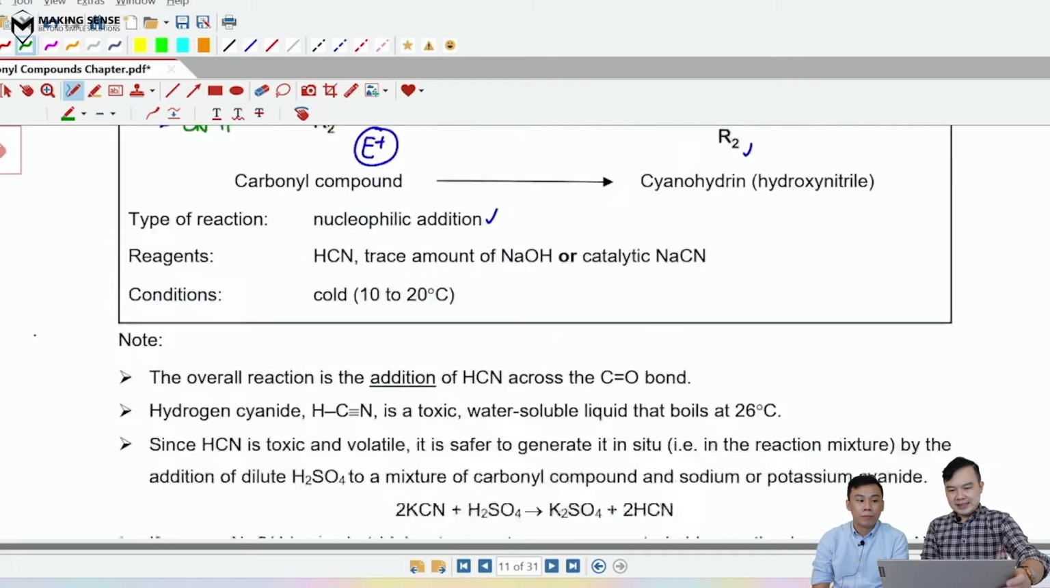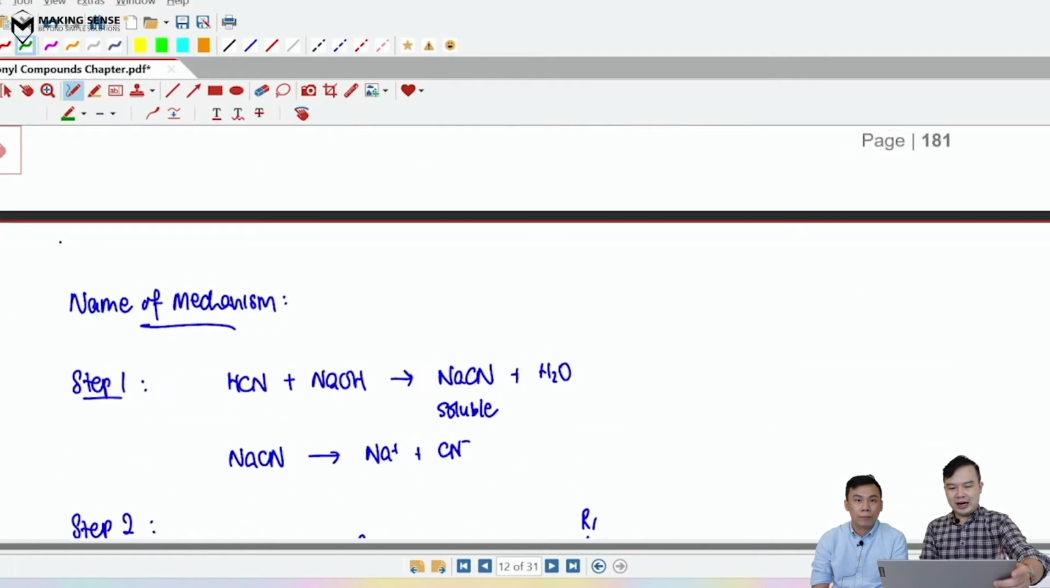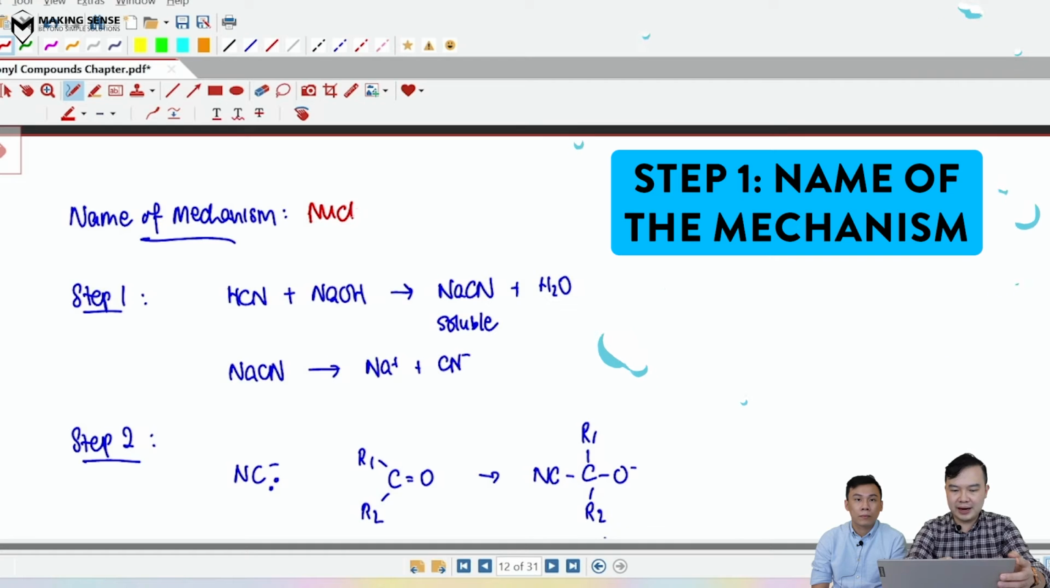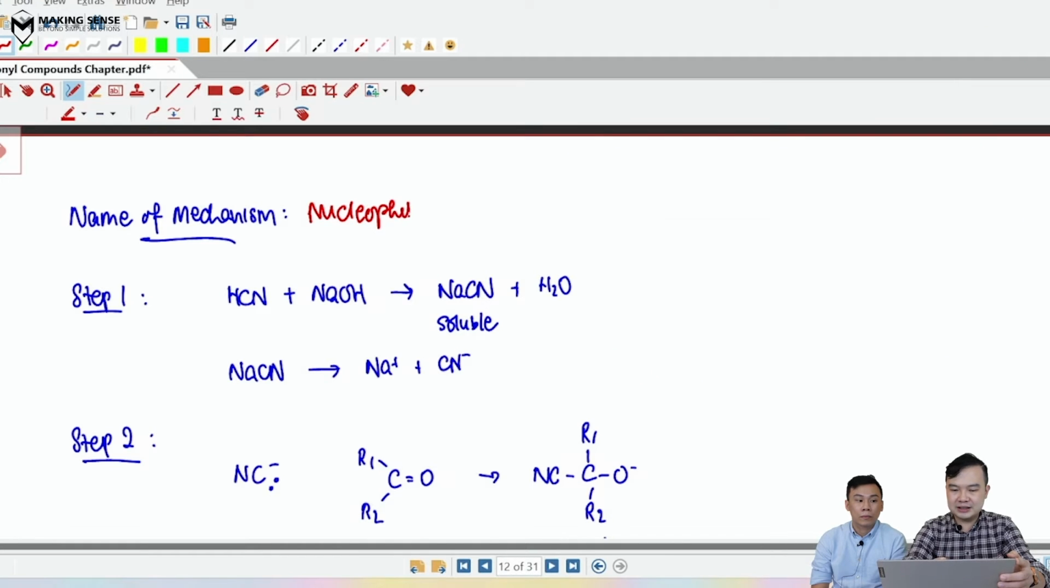Now, let's start off with the mechanism. So I'm going to use a new page to do that. If you have some space, you can do that together with me. Now, the first thing, when I look at any mechanism, is always to write down the name of the mechanism. That is important because this is going to give you credit in exam. And following which, we're going to start to generate the nucleophile CN minus.